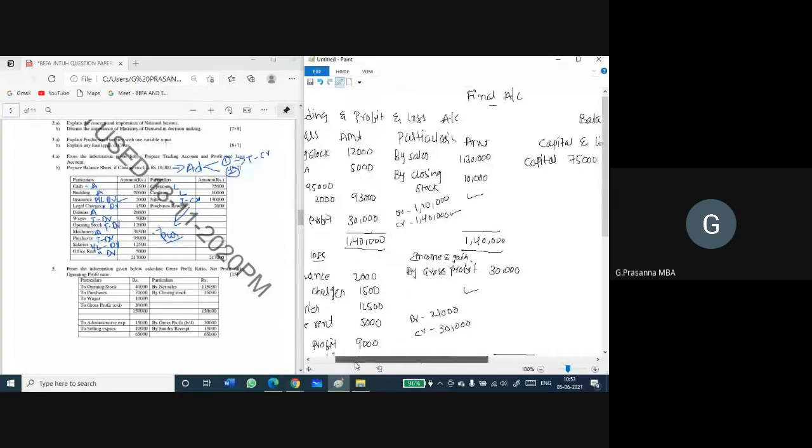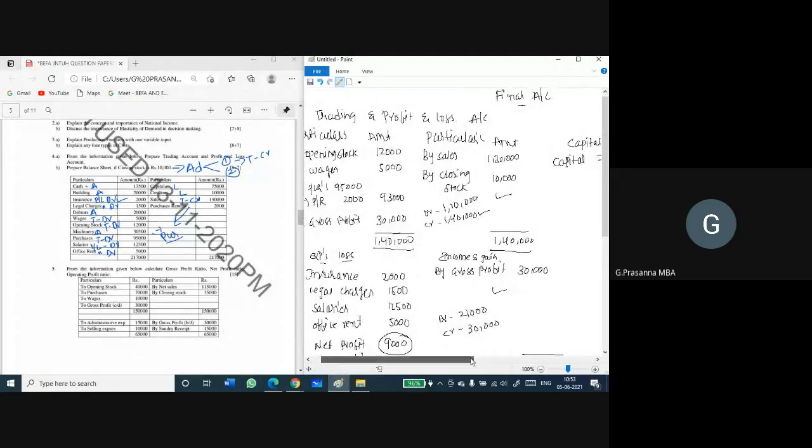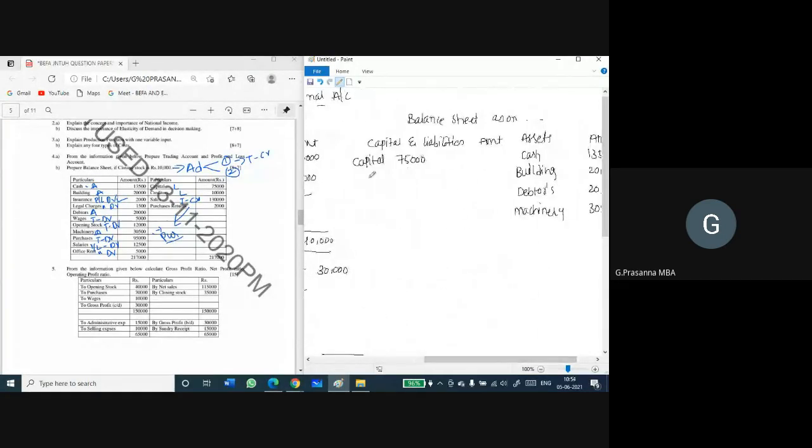What is the amount of net profit? 9,000. This 9,000 net profit I need to add to the capital. Add net profit 9,000. Now I have to show the amount in the outer column. 75,000 plus 9,000 is equal to 84,000, the outer column amount. Now I will check creditors.